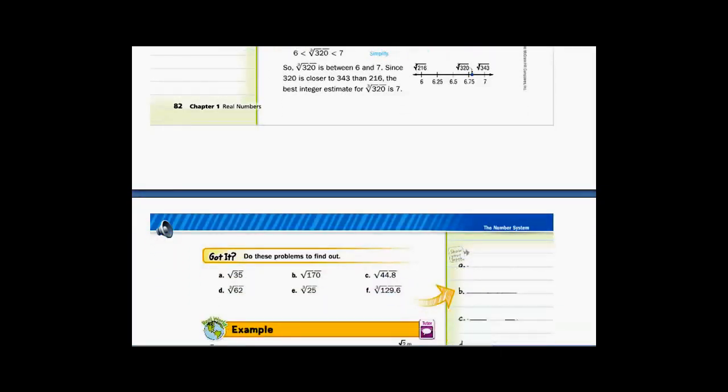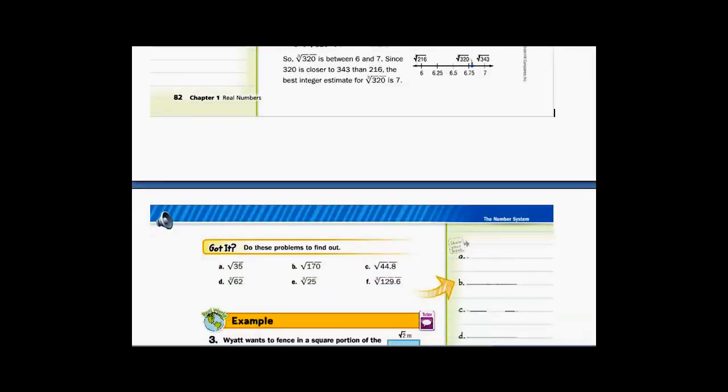A, B, C, and D. Oh yeah, E and F. Try all 6 of those, please.